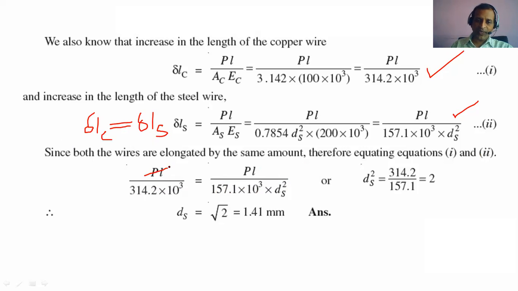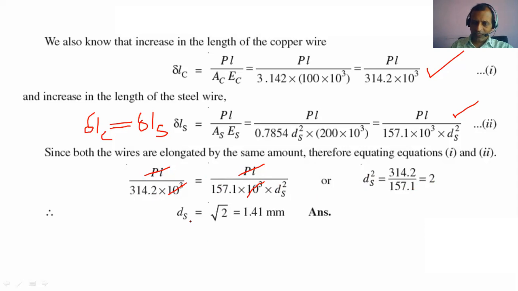Right? Then PL and PL cancel. So 10 to the power of 3 and 10 to the power of 3 cancel. What remains now? Just this. ds square remains here on this side. So then this is 1, and on top there is 1. So then ds square is equal to 314.2 over here, and 157.1 as it is. So after solving this, ds square you will get it as 2.